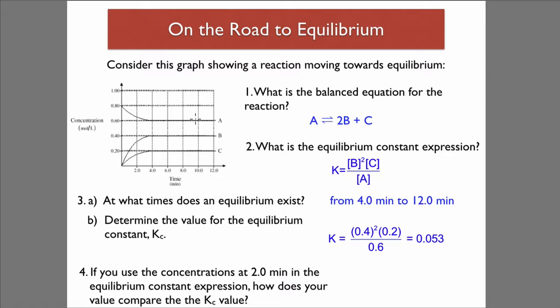If you use the concentrations at 2 minutes in the equilibrium constant expression, how would your value compare to the equilibrium constant? At 2 minutes, this bit, there, and there. So we have 0.32, about 0.15 I guess, 0.65 for the reactant. Plug in the numbers and you can see we get a different value. We've got 0.024, so it is smaller than the equilibrium constant.